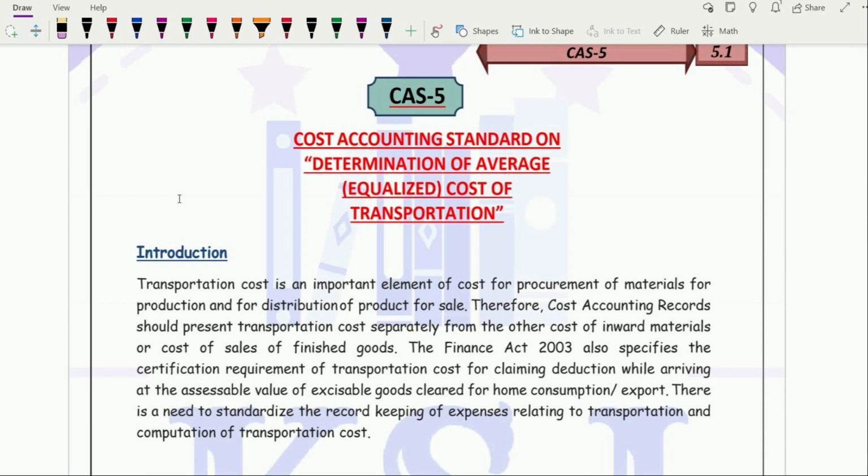So let's continue with our discussion on cost accounting standards, and in this lecture we are going to cover the cost accounting standard 5, that is determination of average or equalized cost of transportation.